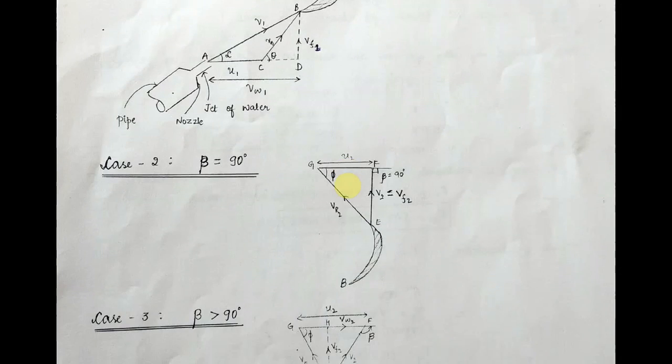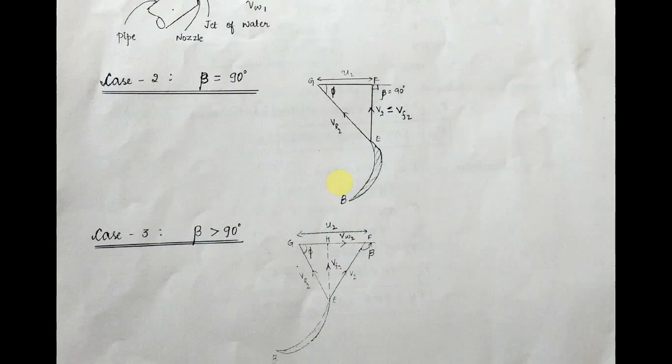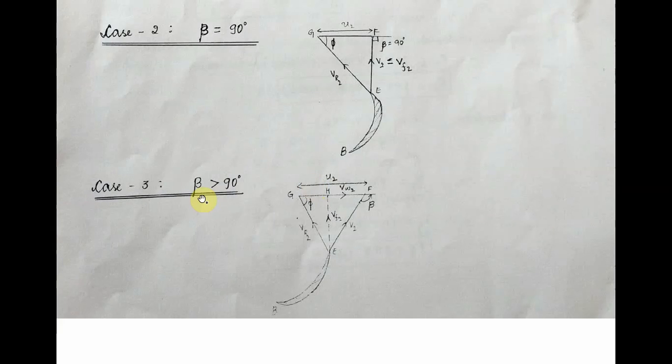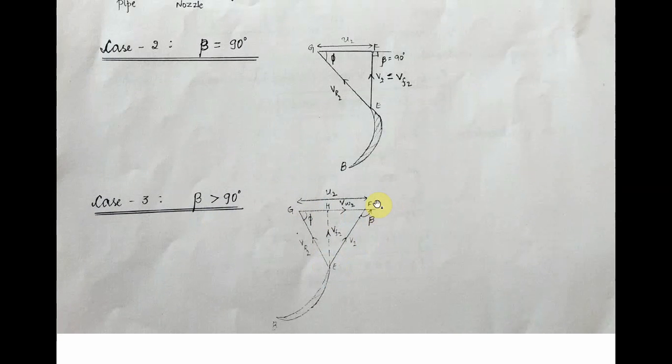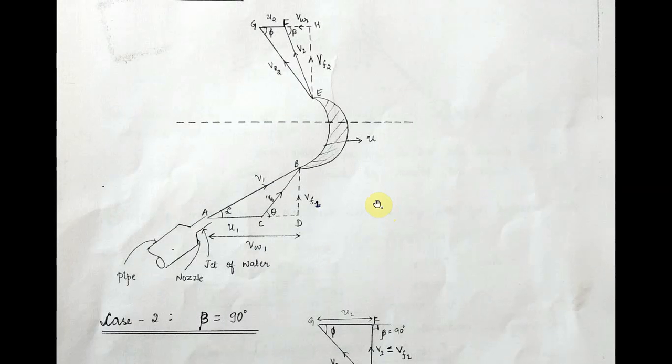Similarly, this is the diagram for case 2, when beta is equal to 90 degrees. Here beta is 90 degrees, perpendicular to this, and this is the velocity of the flow at the outlet. Then this is case 3, where beta is greater than 90. Here is the velocity triangle, and this is the line where beta is greater than 90.